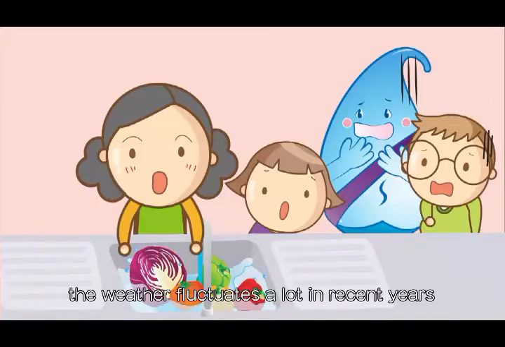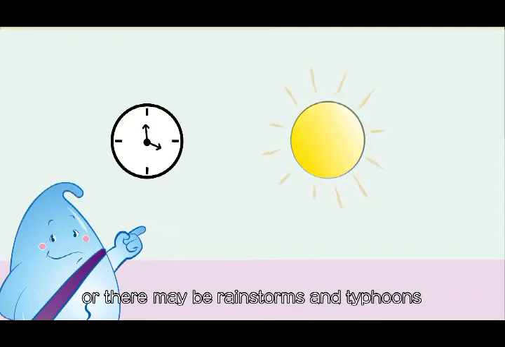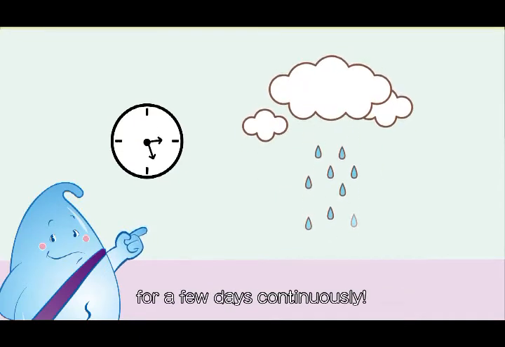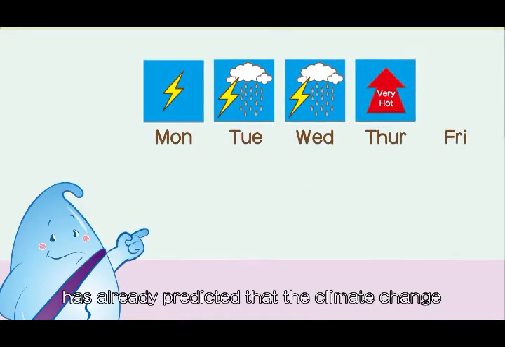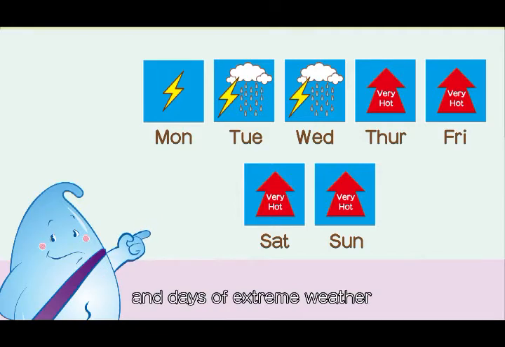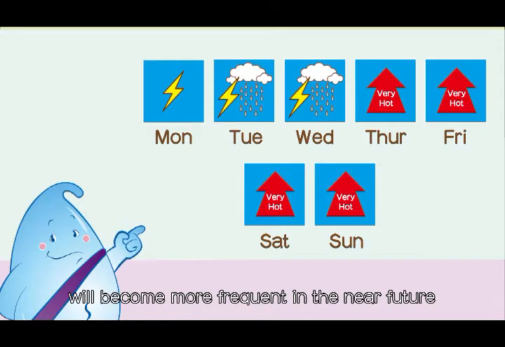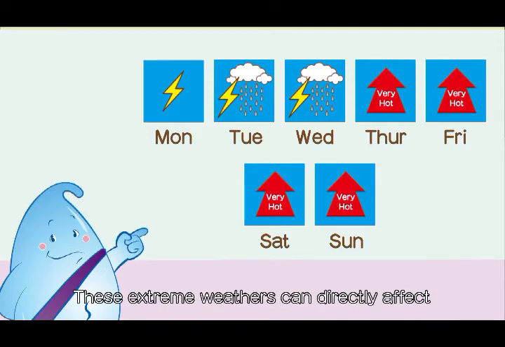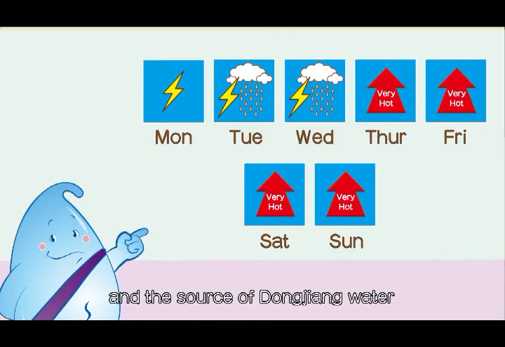As you can see, the weather fluctuates a lot in recent years. It can be very hot and sunny for a very long time, or there may be rainstorms and typhoons for a few days continuously. In fact, the Hong Kong Observatory has already predicted that the climate change experienced in Hong Kong will further intensify, and days of extreme weather, such as dry weather or rainstorms, will become more frequent in the near future. These extreme weathers can directly affect the rainwater collection and the source of Dongjiang water.